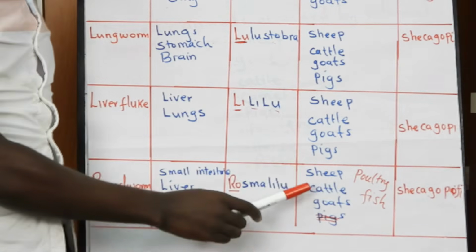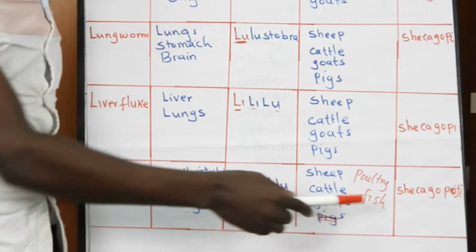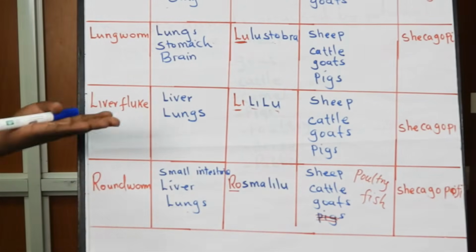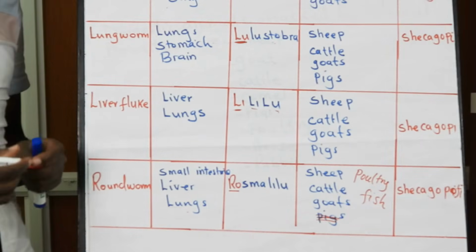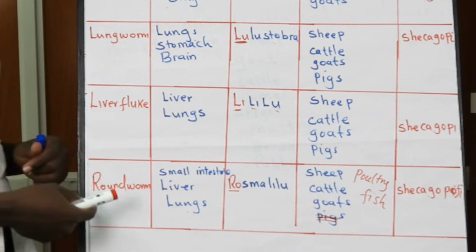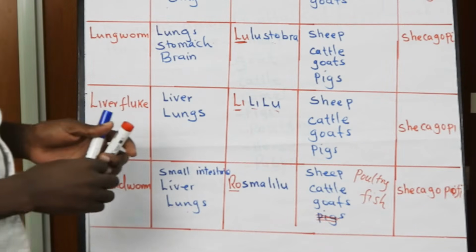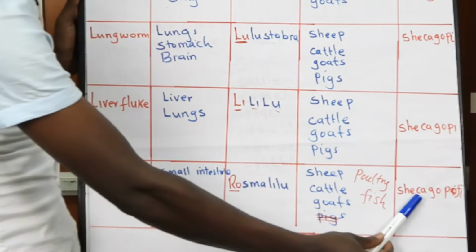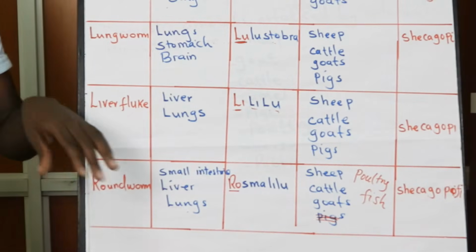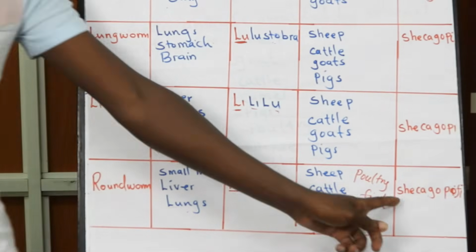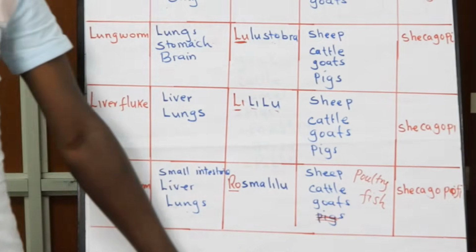I repeat, we have sheep, cattle, goat, poultry, and fish. And sometimes you will find a question, which of the following parasites attack fish? So we have only roundworm that attack fish. Roundworm attack fish. So the formula, we have Shika-Go-Po-Fi. She stands for sheep, cattle, goat, poultry, and pig.